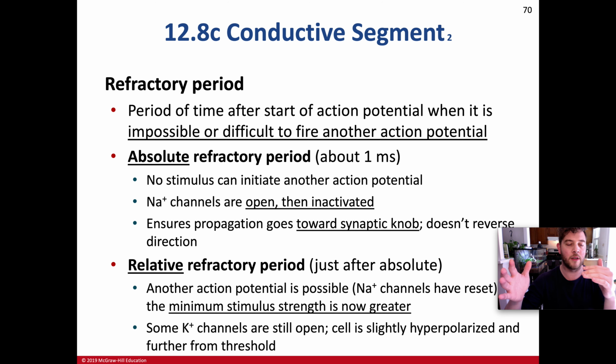The ion flow has to influence the segment after, the more distal segment, rather than the more proximal segment. So you have that absolute refractory period. It's when no stimulus can initiate another action potential. It's right when the sodium channels become inactivated.